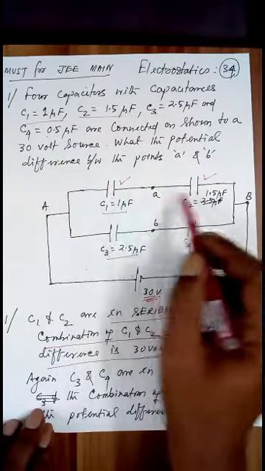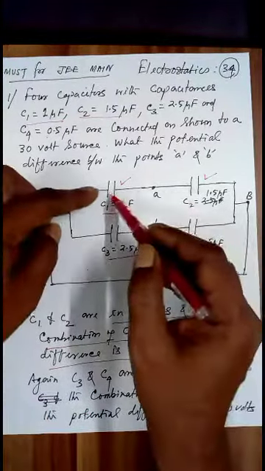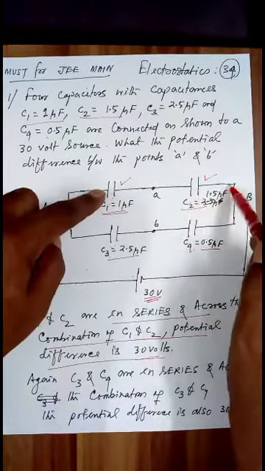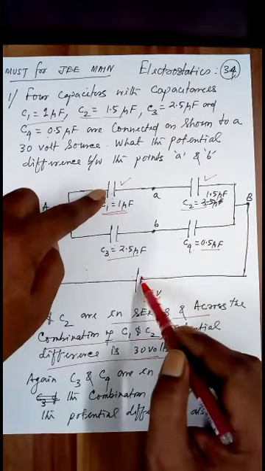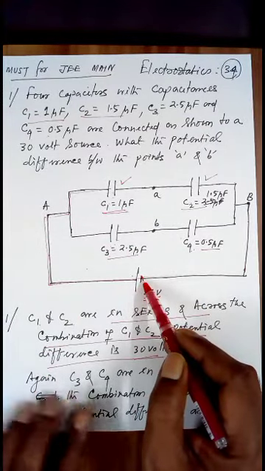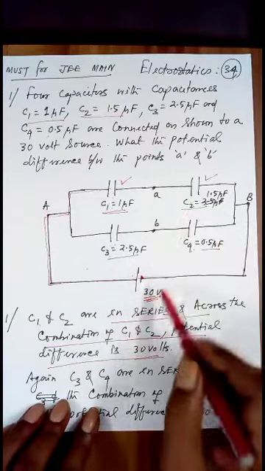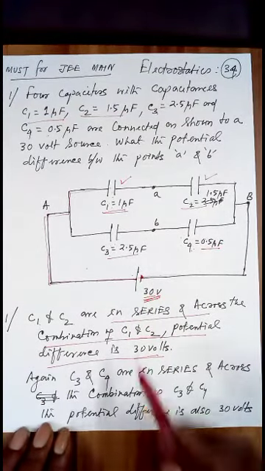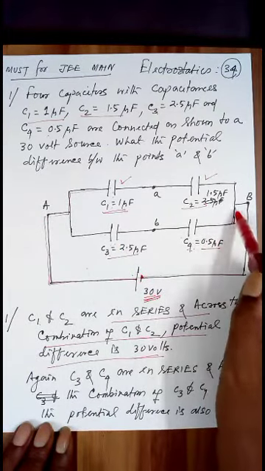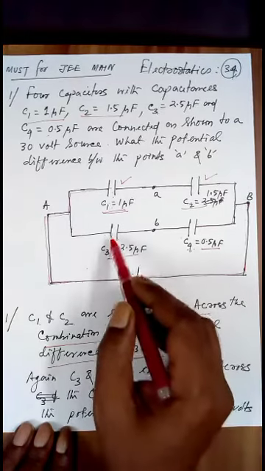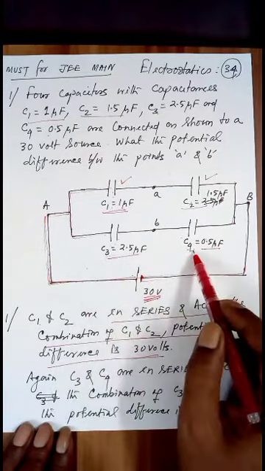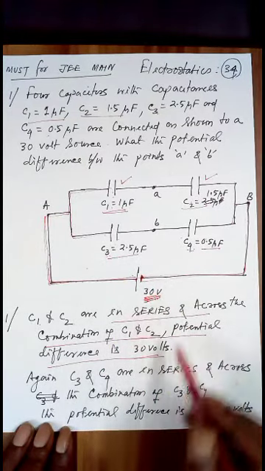Now, if you look at these two, C1 and C2, which are in series, the combination of C1 and C2 is connected between this point and this point. Means across the combination of C1 and C2, the potential difference is 30 volt. Again, C3, C4 are also in series. This side is connected to here and this side is connected to here. So the combination of C3 and C4 has a potential difference of 30 volt across it.